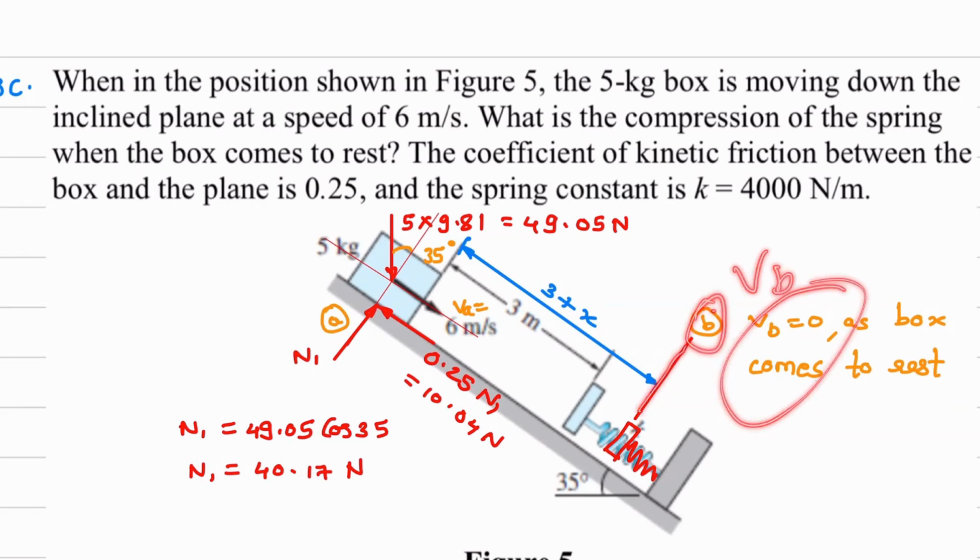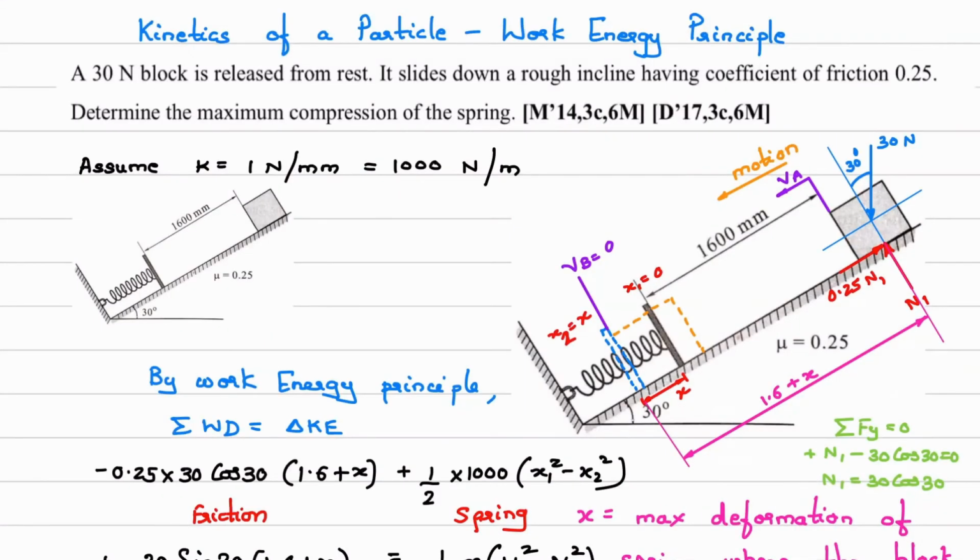Okay, but VA here it is 6 meter per second. That is the only variation in this numerical. Rest all the equations will remain as it is. So what we have seen today, this numerical.